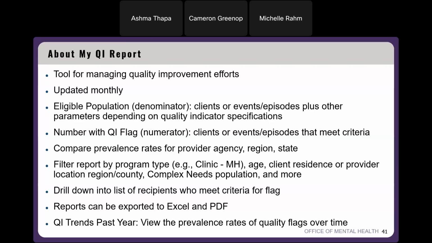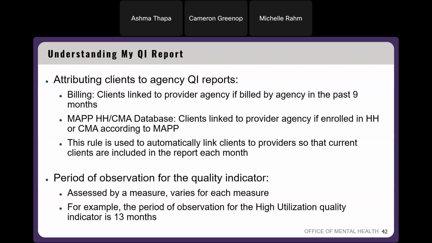We also will compare prevalence rate for a provider agency, region, and state. You can also filter the QI report by program type, client residence, or provider location, region, or county. You also have the option to drill down into a list of recipients who meet the criteria for a flag. And we, of course, have a race and ethnicity view of my QI reports, which we will take a look at in the next few minutes. And you can also export these reports to Excel and PDF.